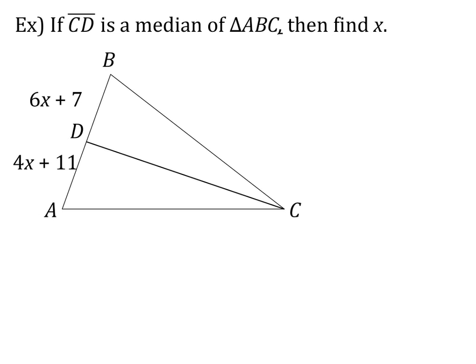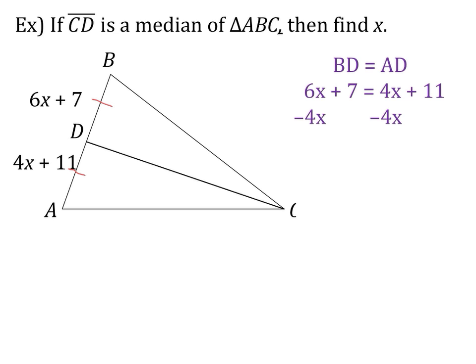All right, let's use the information we just learned about a median to solve for x. So if segment CD is a median of triangle ABC, then find x. So we know that a median goes from the vertex to the midpoint of a segment. So that makes segment AD and segment DB congruent. All right, so if BD equals AD, then we can substitute 6x plus 7 equals 4x plus 11.